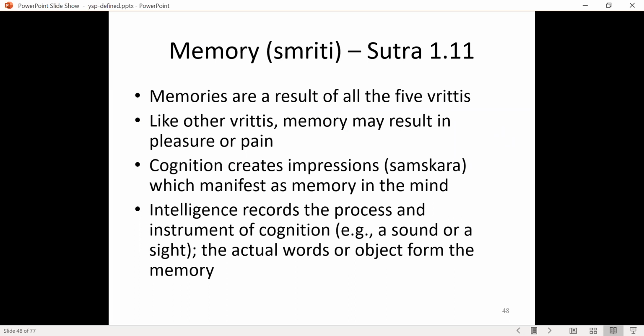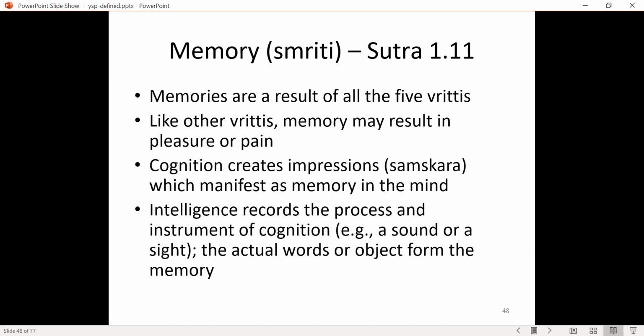Right? So this cognition creates impressions which manifest as memory in the mind. That's what we've been talking about all the time. And intelligence, this buddhi, records the process and instrument of cognition. For example, a sound or a sight, but the memory is the actual words or phrases or objects that were representing those sounds or sights. That's in the memory, right? So if I hear a sound, let's say I hear a bird, the intelligent buddhi will record that sound, right? Understand that it's sound, but then it makes a cognition that this sound represents this bird or this animal or this human being or this person, etc. All that gets stored in the memory. All right.